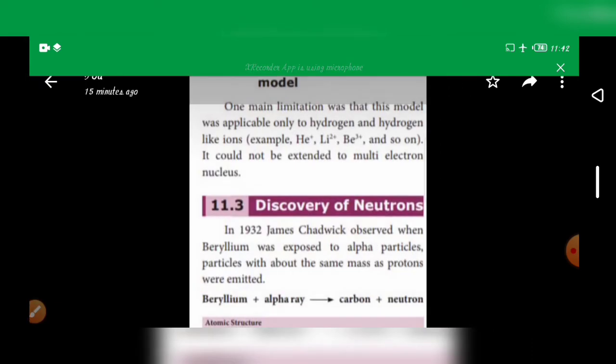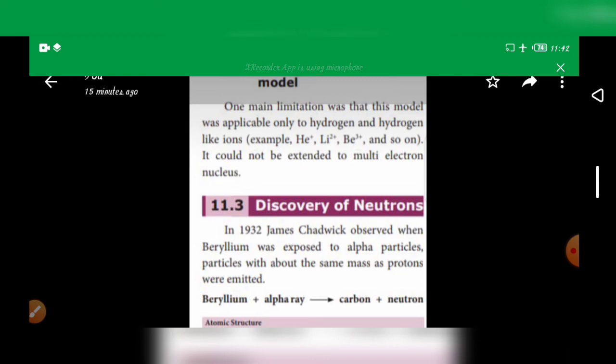Okay, next you go to the limitations of Bohr's model. One main limitation was that this model was applicable only to hydrogen and hydrogen-like ions, for example helium, lithium, beryllium and so on. It could not be extended to multiple electrons in a nucleus.